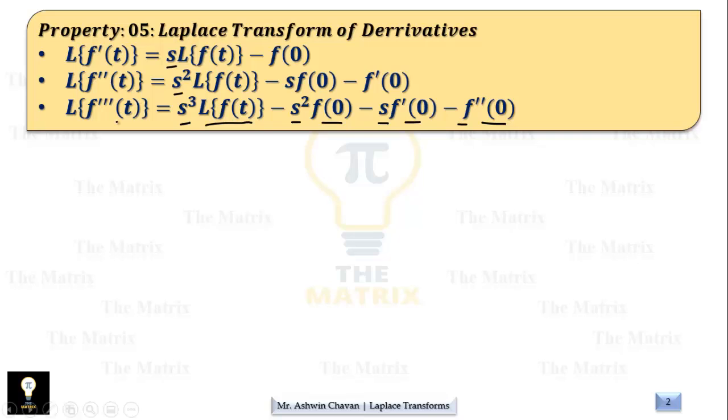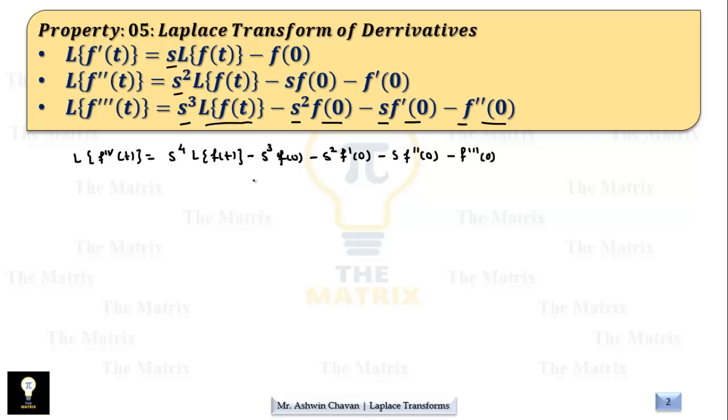By these observations, you can definitely form the Laplace of the fourth derivative of the function. Laplace of f fourth derivative at t can be taken as s raised to 4, as it is the fourth derivative, Laplace of f of t, then we have minus sign, all other terms are negative, then reducing power of s raised to 4, that is s cube, f at 0 minus s square, f dash at 0 minus s, f double dash at 0 minus f triple dash at 0. So this way we can extend the formula for higher derivatives of f.